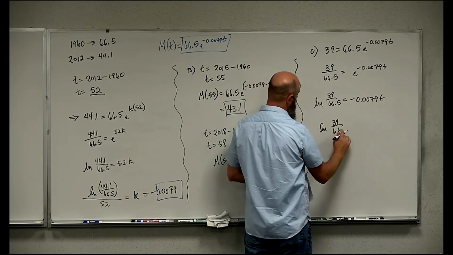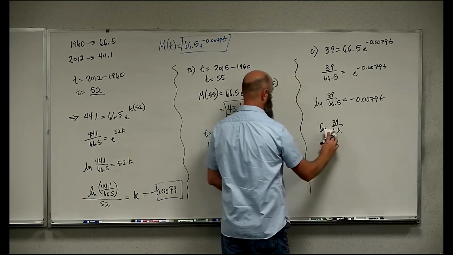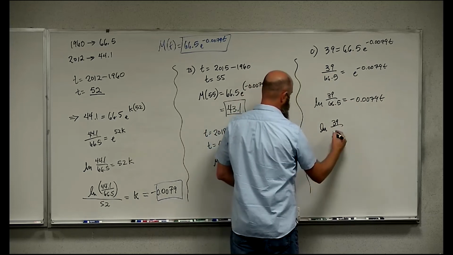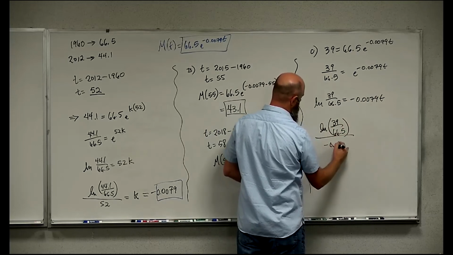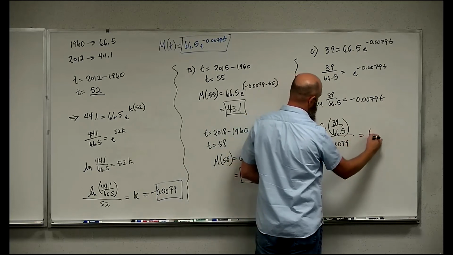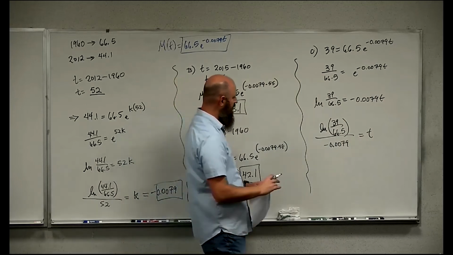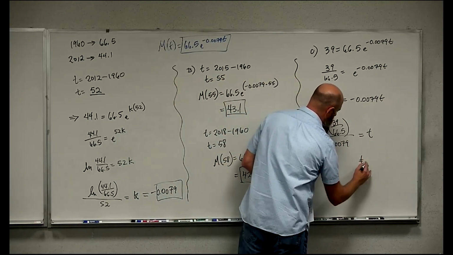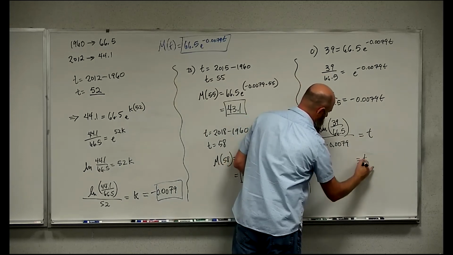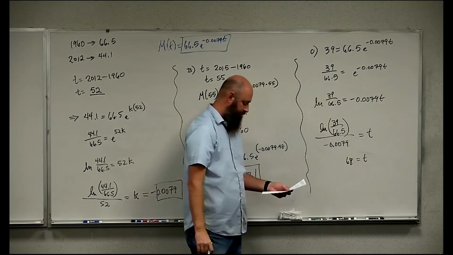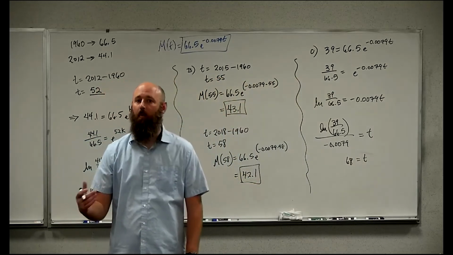So now we can divide. You're seeing this process just over and over again. The ln of 39 over 66.5, divided by negative 0.0079, will give us t. Now what you're going to see here is that t is going to equal 68. So it takes 68 years, but the question doesn't ask how many years.